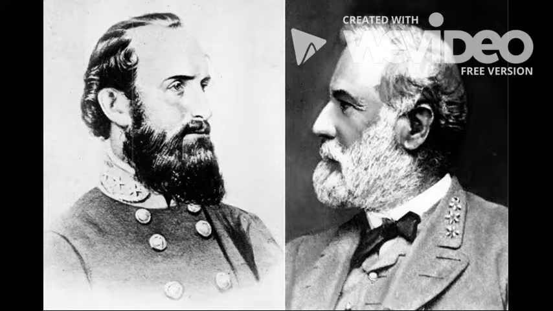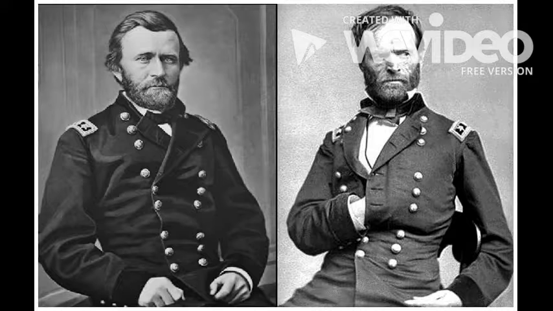The major Confederate Generals were Robert E. Lee and Stonewall Jackson. The major Union generals were Ulysses S. Grant and William T. Sherman.